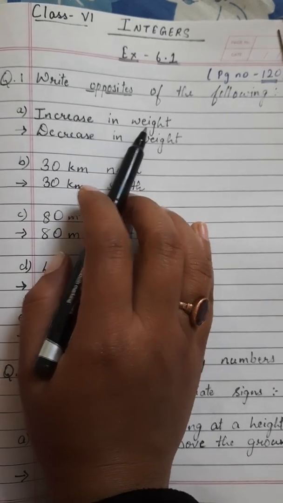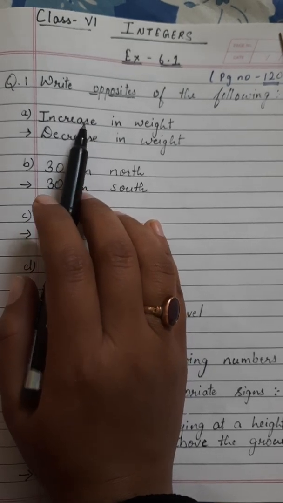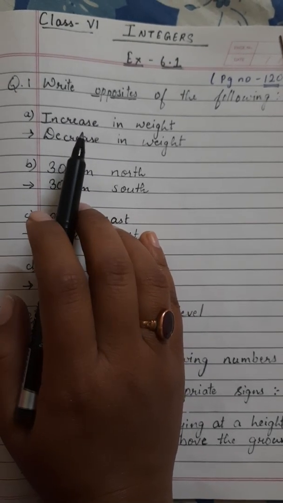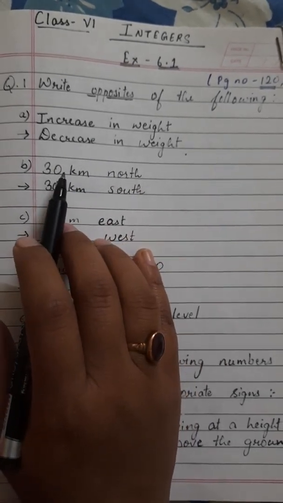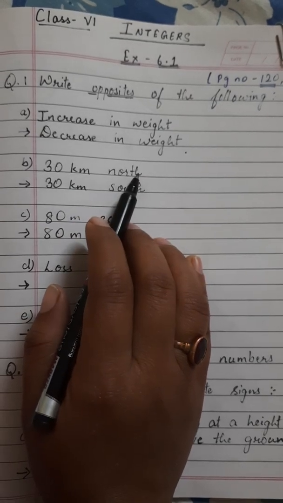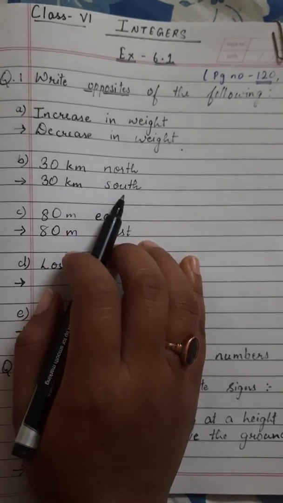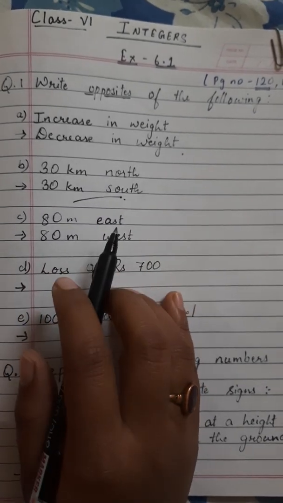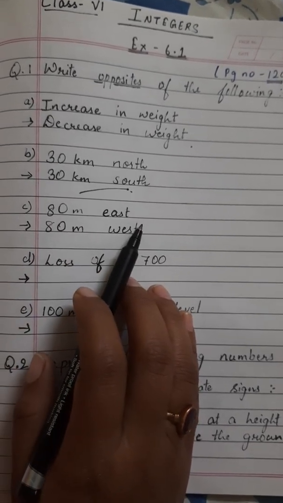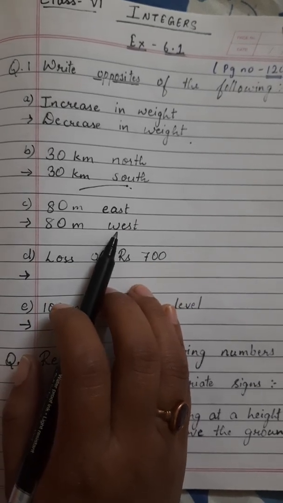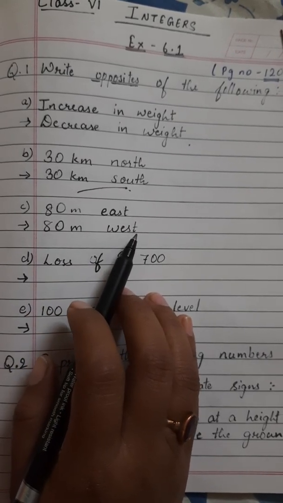Like here, the first is increase in weight. For weight we can't use any opposite word. The main word is increase. So the opposite of increase is decrease, and the answer will be decrease in weight. Then the next one is 30 kilometer north. Here north is the main word. The opposite of north is south, so the answer will be 30 kilometer south. Next is 80 meter east. The opposite of east will be west, so 80 meter west is the correct answer.